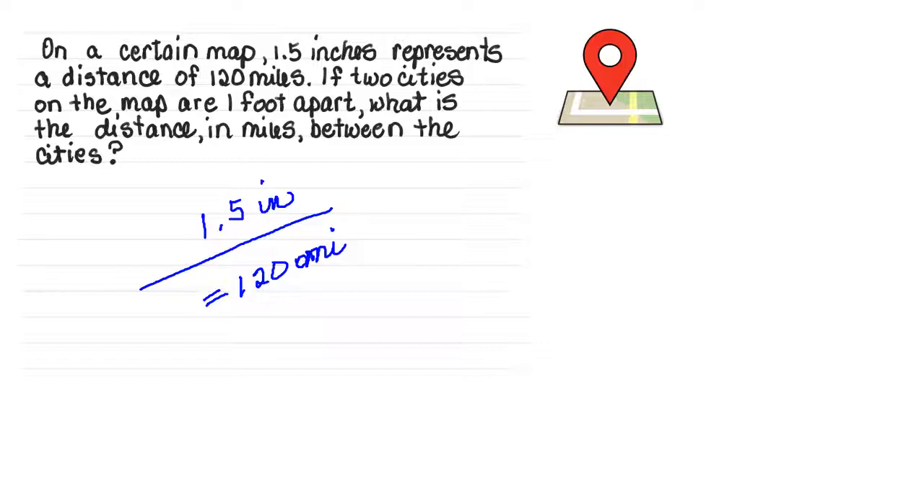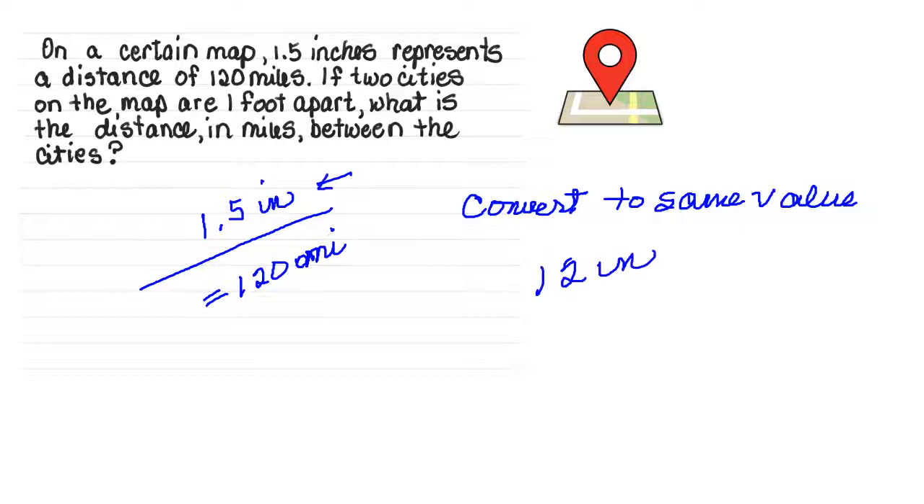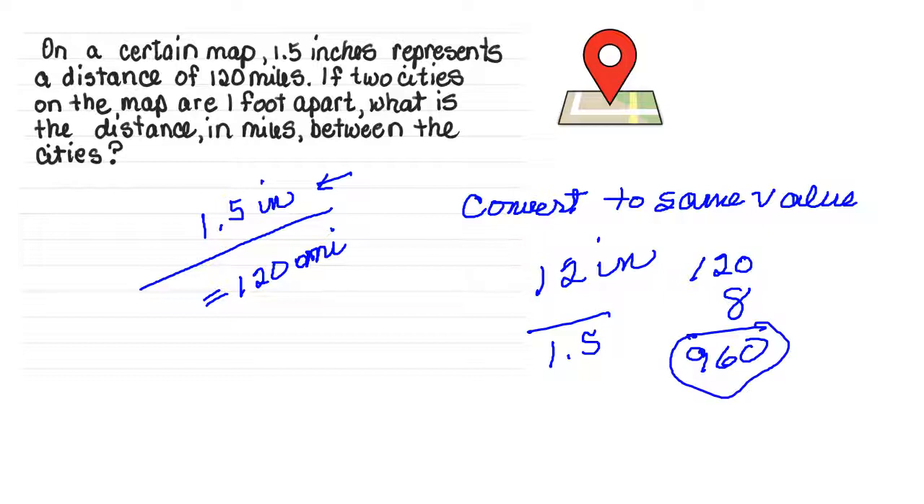Okay, so if we got 1 foot apart, remember to put your conversions. Convert to same values. So that's the tip there. You may have a foot here, but we're talking inches. So instead of talking a foot, let's talk 12 inches. And how many 1.5 inches are in 12 inches? Well, there's 8 of them. So therefore, if there were 8, we're going to multiply that by 120. And that's going to give us our 960. I like that one. That was fun. Drawing a picture, convert to same values.